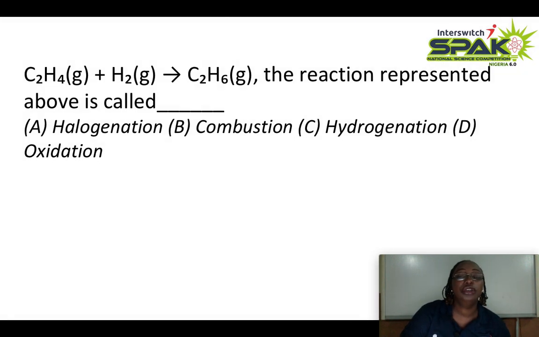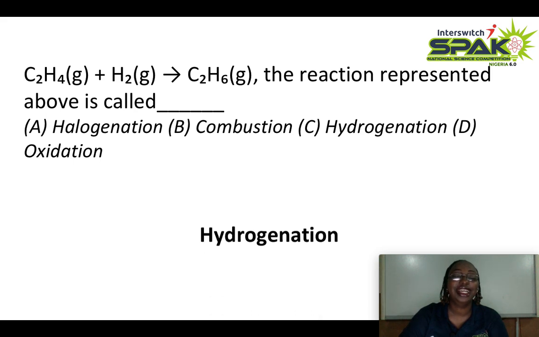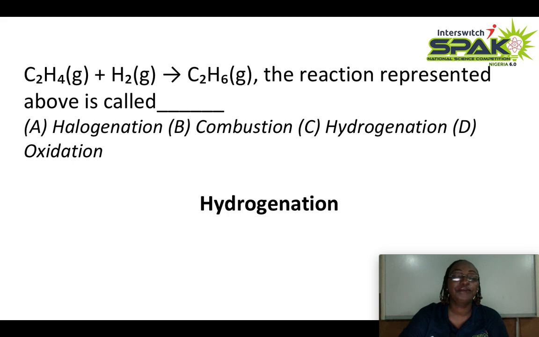Ethene plus hydrogen gives ethane. The reaction represented above is called, what is the name of the reaction represented above? The answer should be hydrogenation. That's ethene plus hydrogen in the presence of nickel as catalyst will give you ethane.